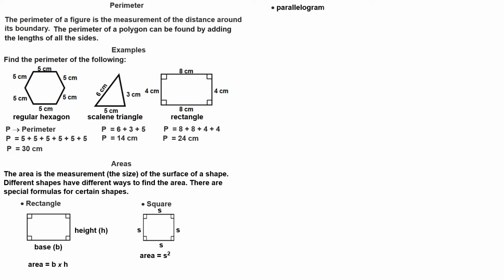Parallelogram. Look at the parallelogram. If we cut out a triangle from one end of the parallelogram and shift it to the other end, the resulting shape is a rectangle with the same base and height as the parallelogram. So, to find the area of a parallelogram, we use the same formula as the rectangle.